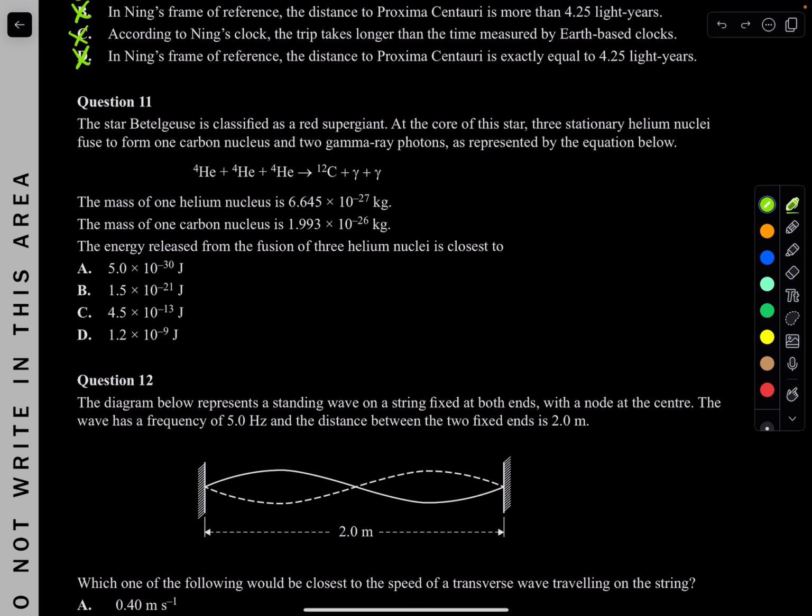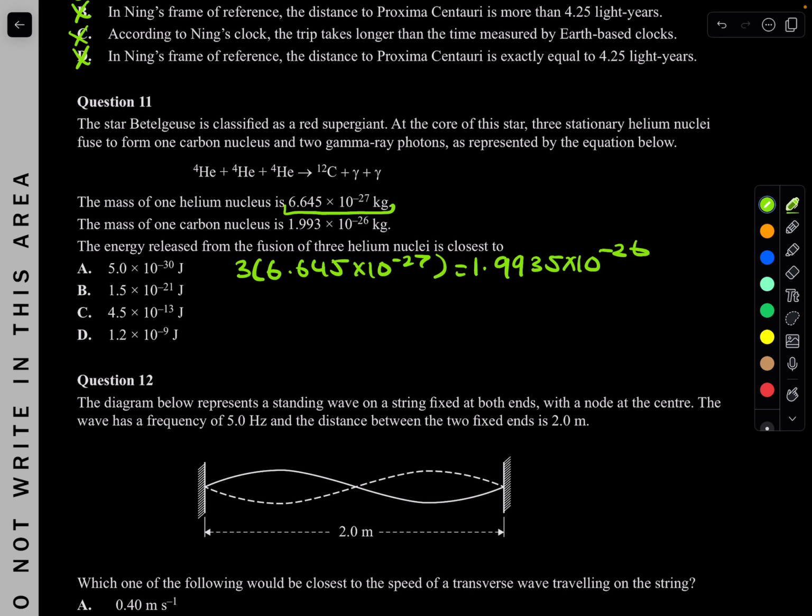So the energy released is actually these gamma rays. These are your energy released, those gamma rays. So we need to find that change in mass. What's the mass of these over here? Well, we reacted 3 of these heliums, and each helium has a mass of this, so 3 times 6.645 times 10 to the negative 27. That's going to be equal to 1.9935 times 10 to the negative 26 kilograms.